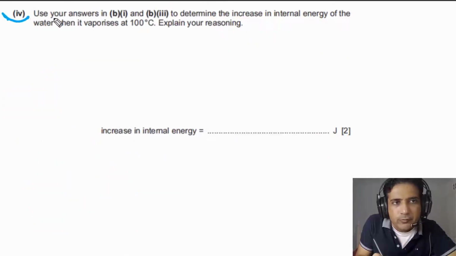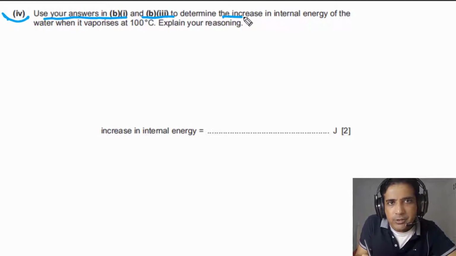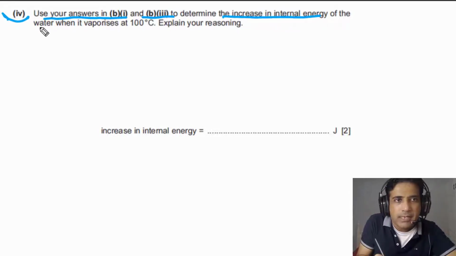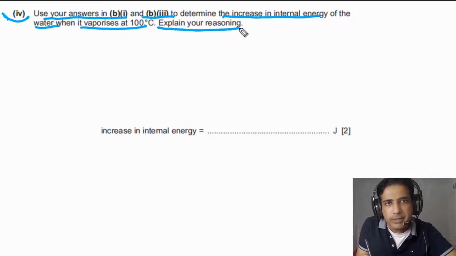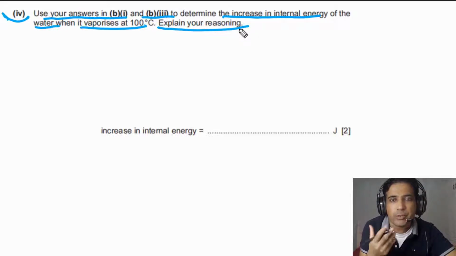For part 4, we need to use answers in B1 and B3 to determine the increase in internal energy of water when it vaporizes at 100 degrees Celsius. And also we need to explain reasoning. Explain your reasoning means show your working. Let's try to answer this question step by step.